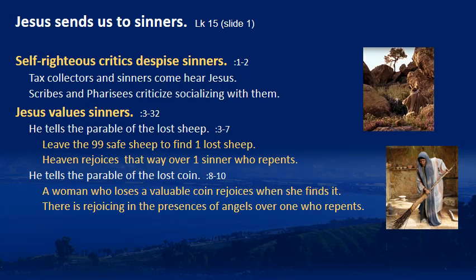He tells a similar story in verses 8 through 10. "Or what woman, having 10 silver coins, if she loses one coin, does not light a lamp and sweep the house and seek diligently until she finds it? And when she has found it, she calls together her friends and neighbors, saying, 'Rejoice with me, for I found the coin that I'd lost.' Just so I tell you, there is joy before the angels of God over one sinner who repents."